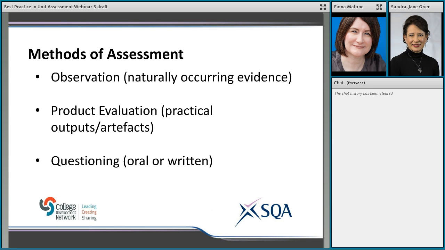Within SQA's Guide to Assessment, we currently have 14 methods of assessment categorised under these headings. And some of the examples are case studies, exams or written tests, oral questions, a performance, practical activity, professional discussion and a project, to name a few. Page 18 of the SQA's Guide to Assessment provides the full list for you.